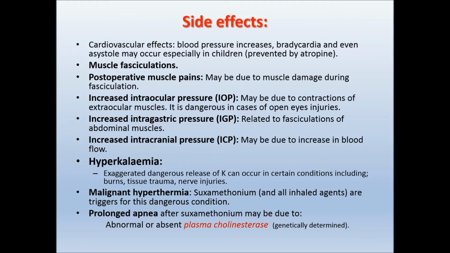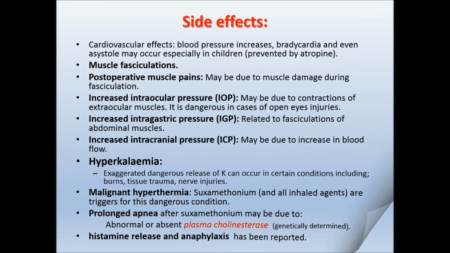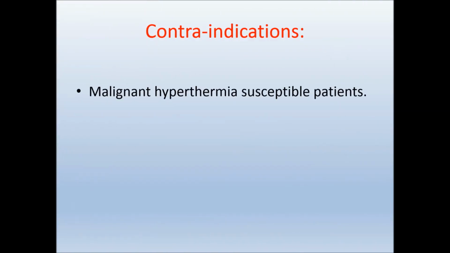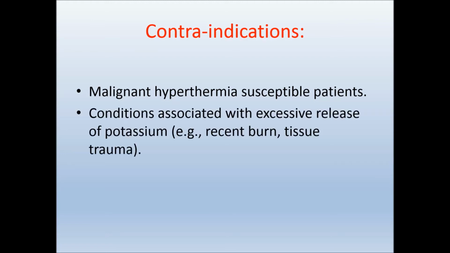This is due to abnormal or absent plasma cholinesterase, and this is determined by genetics. Lastly, it can cause histamine release and anaphylaxis. Contraindications are malignant hyperthermia susceptible patients, conditions associated with excessive release of potassium, for example, recent burn and tissue trauma, and myotonia.